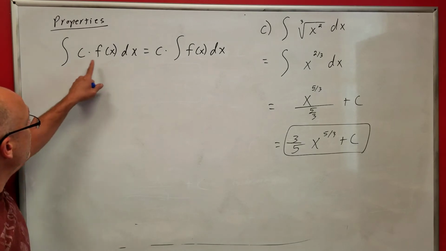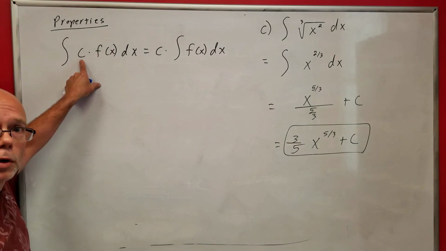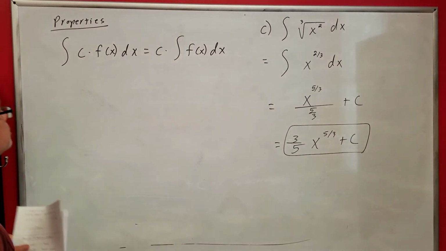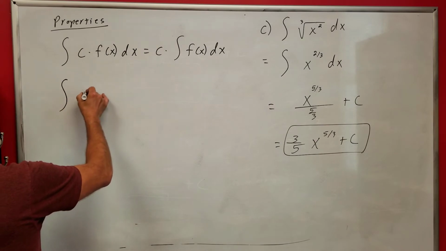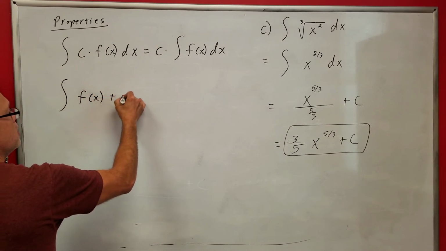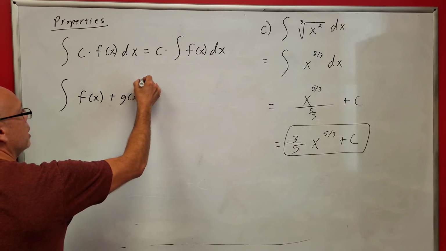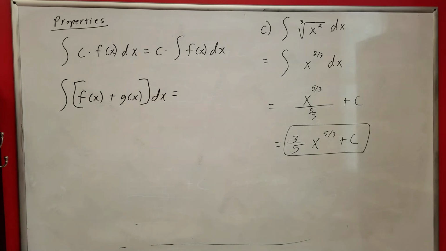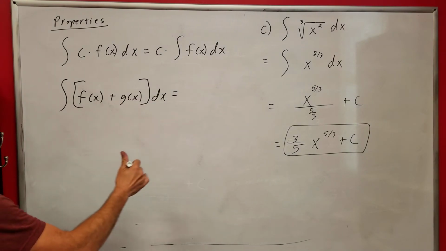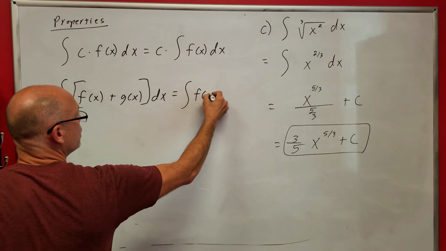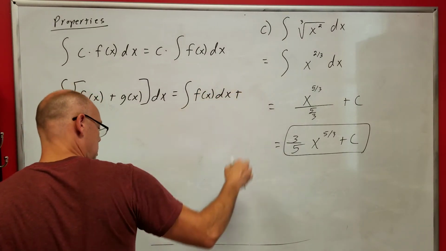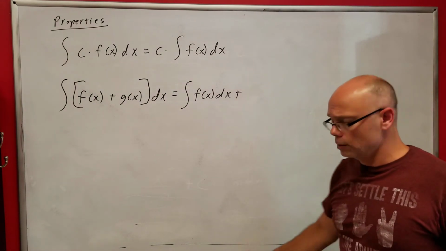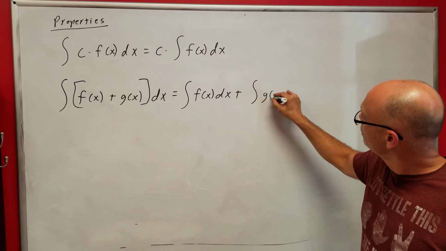That means if I'm trying to integrate a function that has a constant multiplied, I could pull the constant to the outside of the integration symbol. We also have a property that says this. Suppose I have f of x plus g of x I'm trying to integrate. Well, if I have two functions being added in my integrand, I can break those up as the integral of the first function plus the integral of g of x.